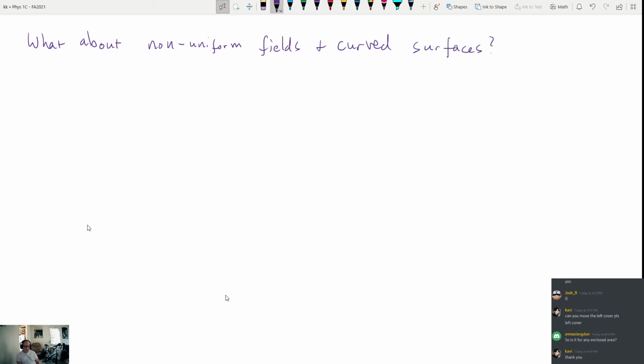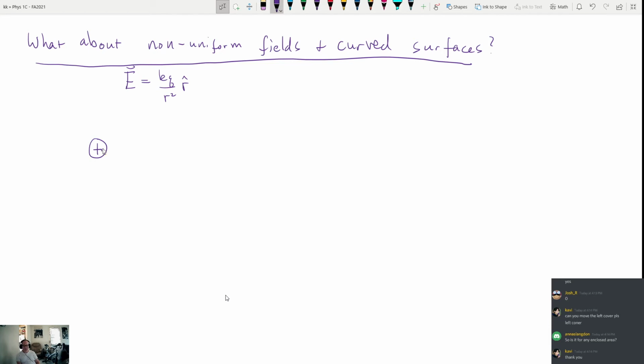So for example, what's an example of a non-uniform field? How about the field of a point charge? We've talked about this so much. If I have a point charge, the electric field is not uniform, right? If I have a point charge, the electric field is given by this expression. Right? Not uniform. It doesn't point in the same direction everywhere, and it varies as 1 over r squared, so it gets weaker the farther away that you get.